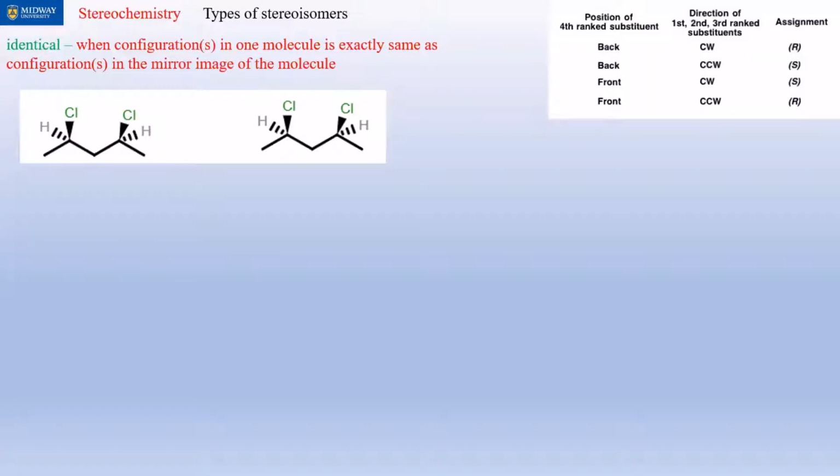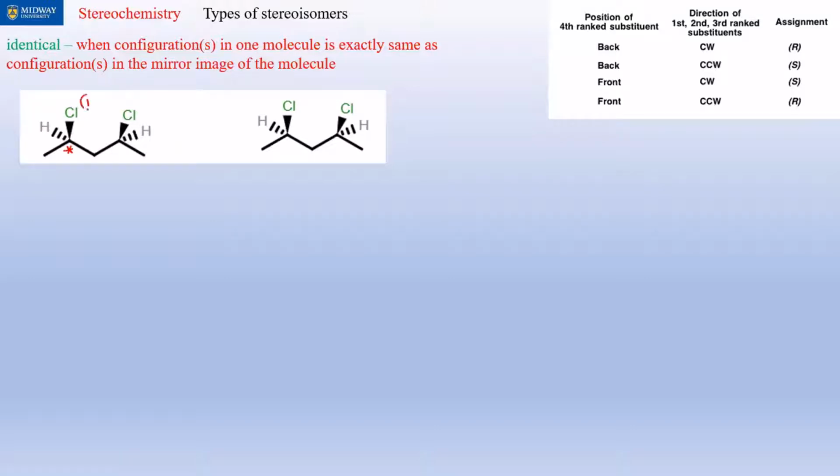Now, one of the other things I've already mentioned while I talked about enantiomers and diastereomers is the idea of identical. Just as the name sounds, if the configuration for one molecule is exactly the same as the other, then it's identical. So without further delay, let's bring our table here and draw our carbon, which is chiral.